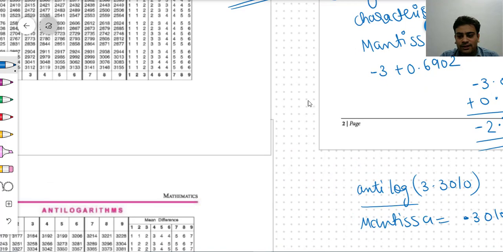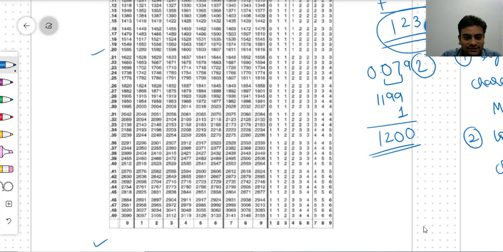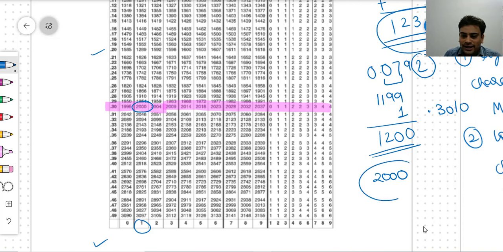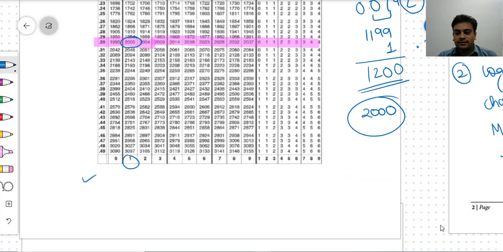So simply we first look at the antilog table. For decimal 3010, let me highlight the corresponding row for 0.30. This is your row. Now we look at the third digit, which is 1. So this is your 2000. Since my number is 0.3010, in the mean difference, if the fourth digit is 0, we always ignore it. So my number is 2000. Is this correct?